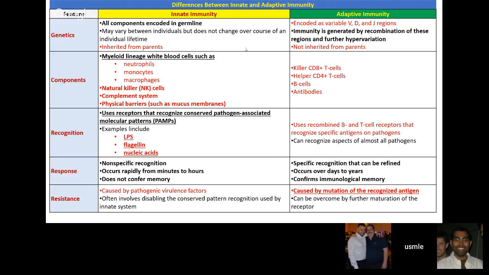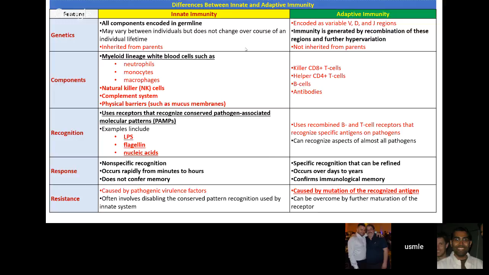Recognition. For recognition for the innate, you're going to have here just an example of three of them: LPS, flagellin, and nucleic acid. These are using a receptor that is going to recognize the bacteria or the pathogens, which is associated with what you call pathogen-associated molecular patterns, the PAMPs. Remember the term PAMPs and pathogen-associated. If you hear it, think innate immunity.